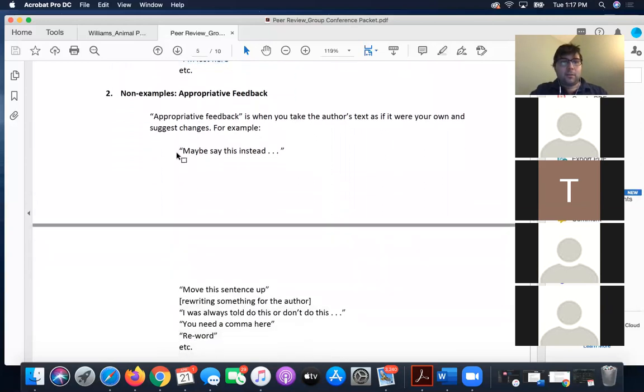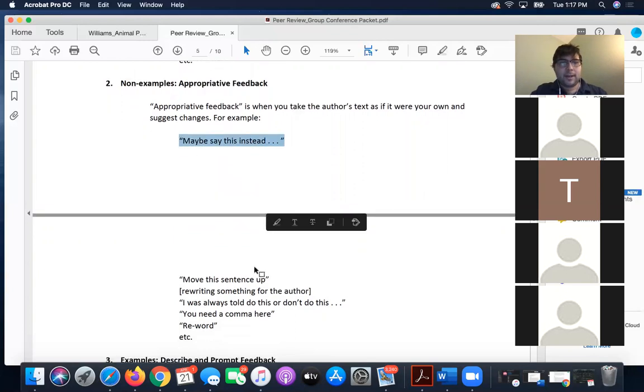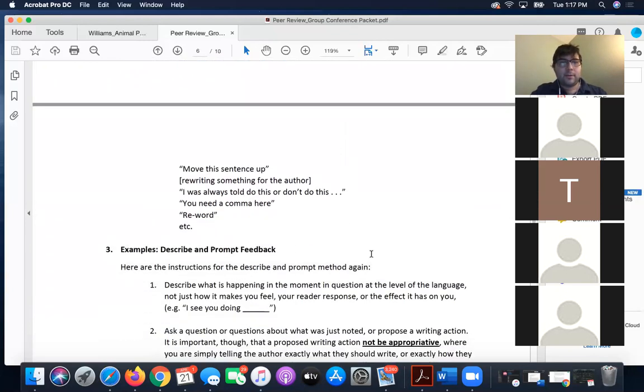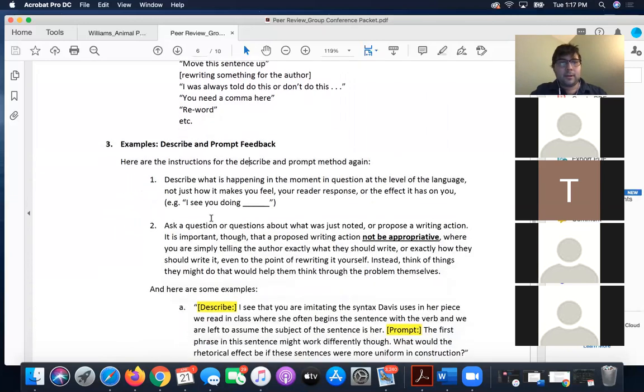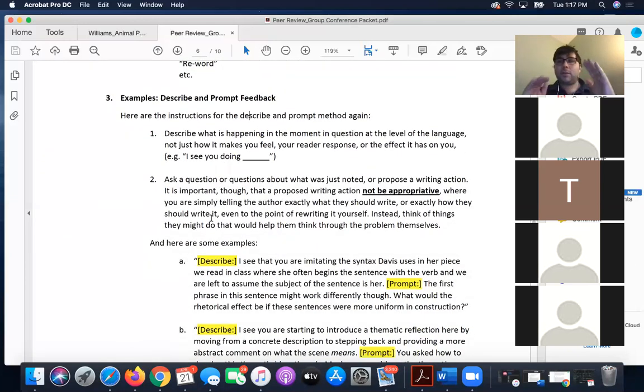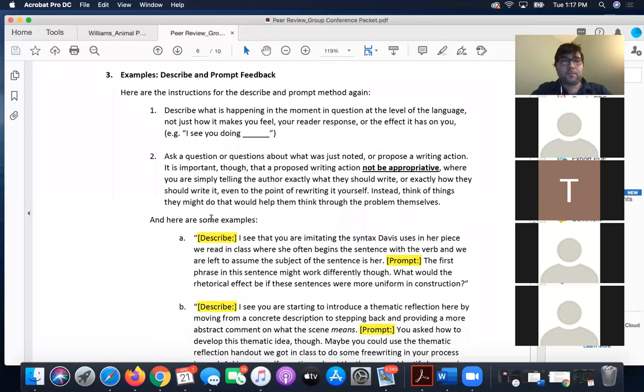These are some examples of appropriative feedback. Oops. Maybe say this instead. Move this sentence up. Okay. So those are things I don't want you to do. Here are some positive examples, things I do want you to do.